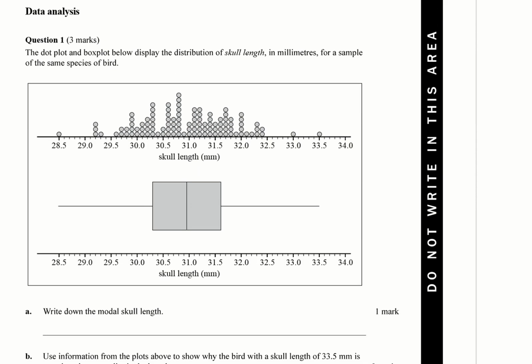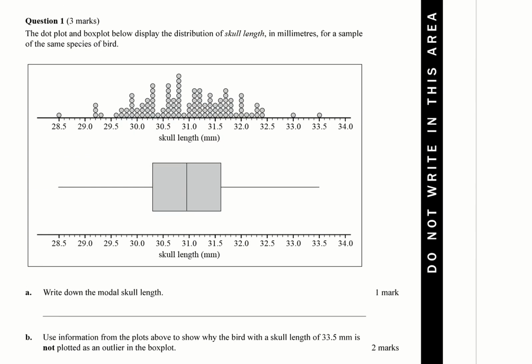Okay, first question is data analysis, and I'm going to be doing some data analysis ones here. It says a dot plot and box plot below display the distribution of skull length in millimeters for a sample of the same species of bird. Question A says write down the modal skull length.